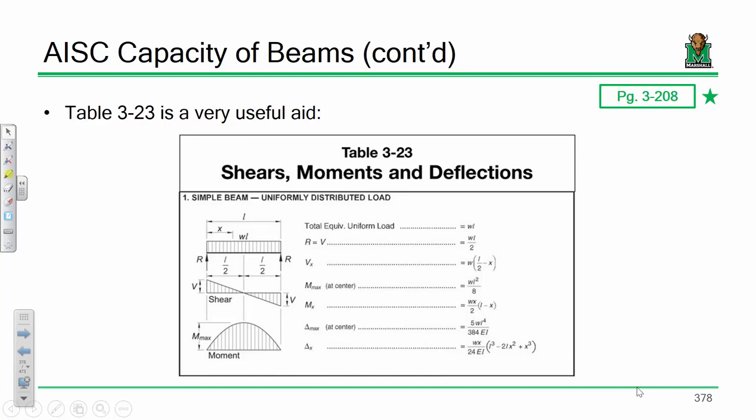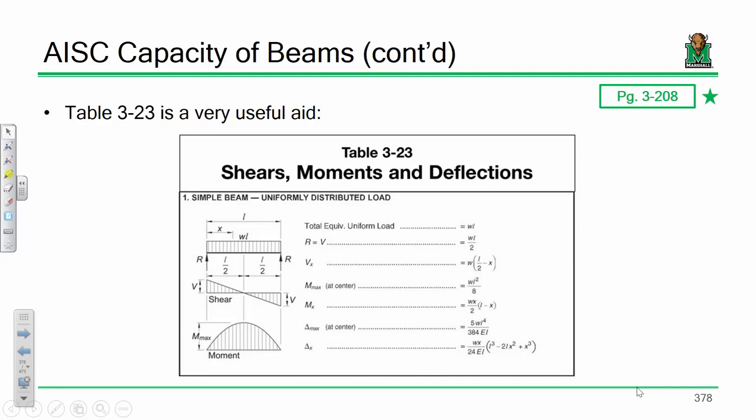All right, so if you look at page 3-208, for those of you who remember this from concrete design, you should remember us having something familiar in concrete design. I used the ones from the wood spec in concrete design just because I thought the images and whatnot looked pretty. But this is actually in the manual. This is the shears, moments, and deflections for very basic loading scenarios. There's a lot of really good info here.